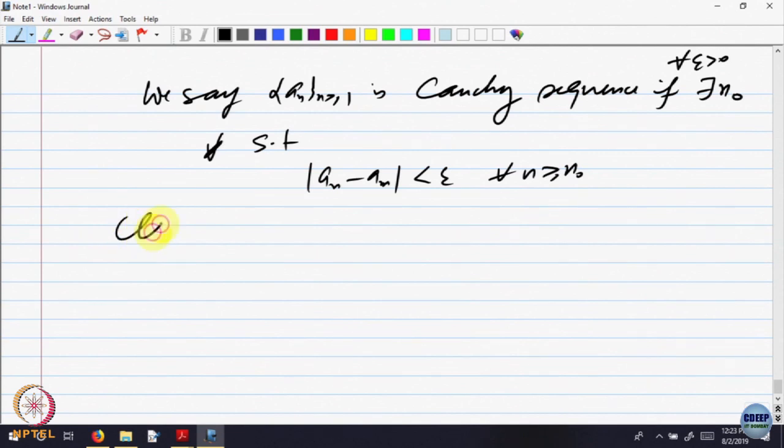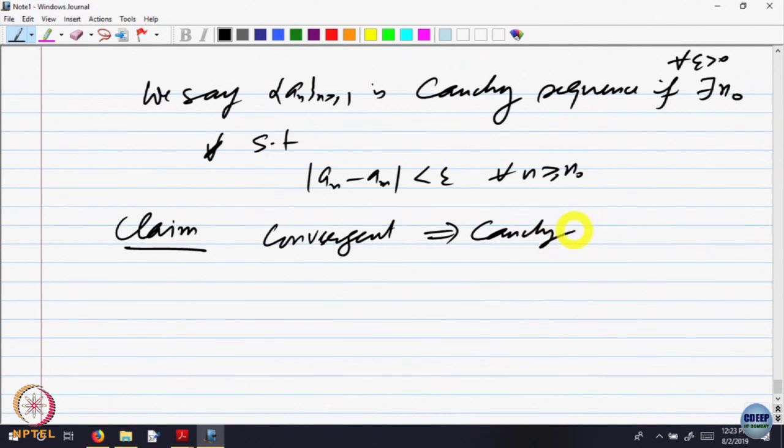So, here is a claim. Convergent implies Cauchy. It looks very odd writing convergent implies Cauchy, since Cauchy is a human being and convergent is a property. It means every sequence which is convergent is also Cauchy. Now we are using them as adjectives, not as nouns. Okay. So, let us see how it is true.